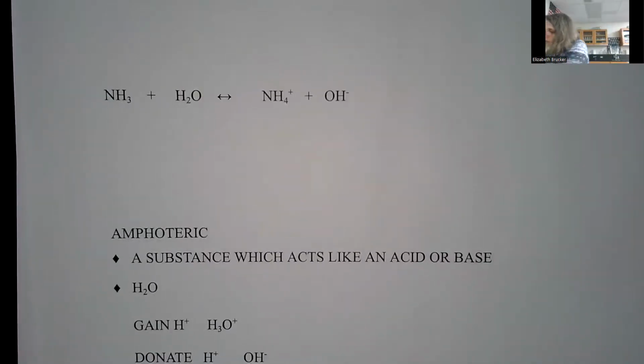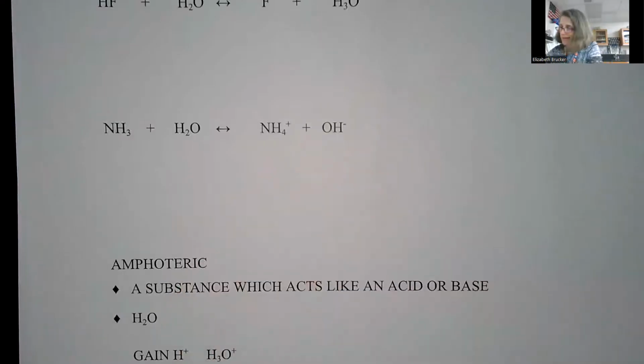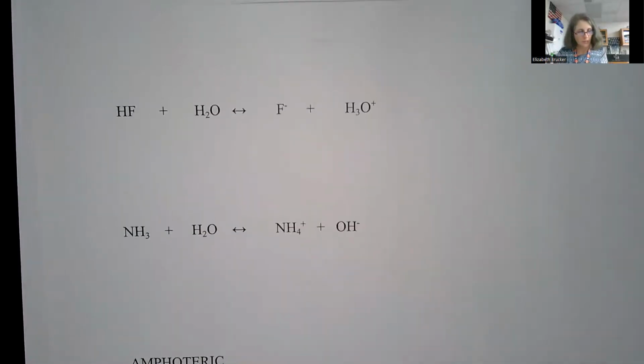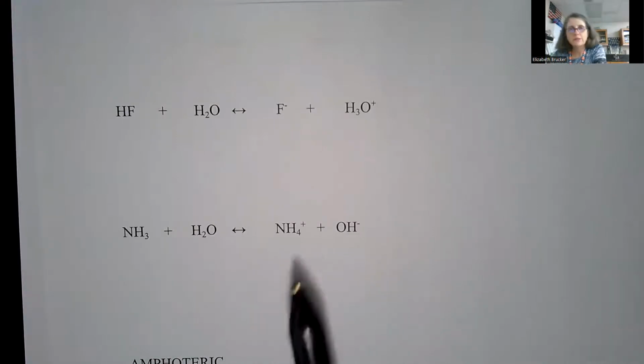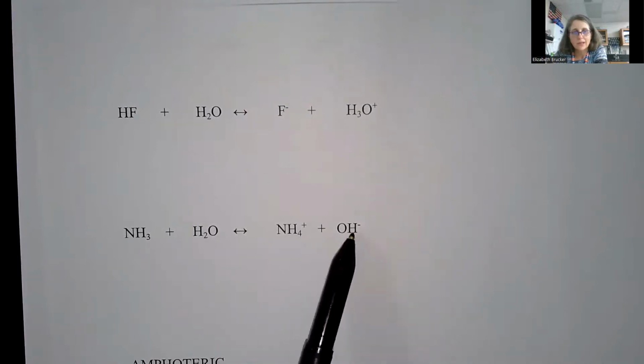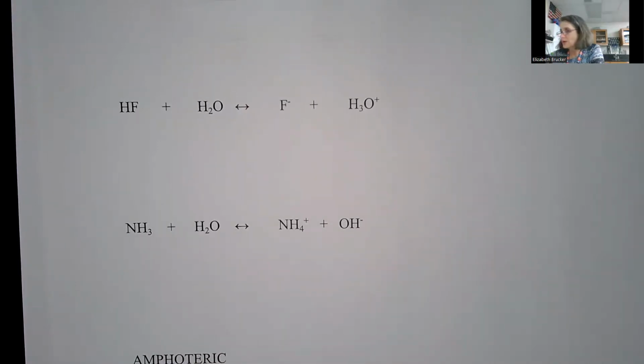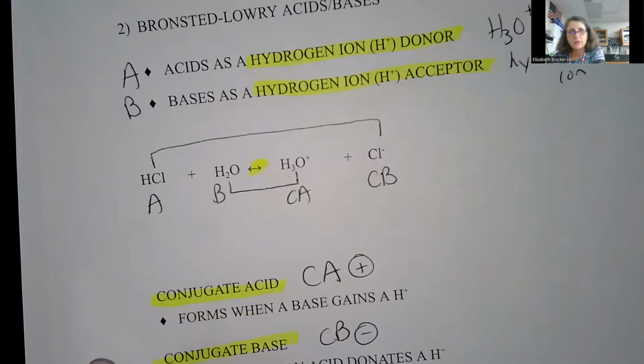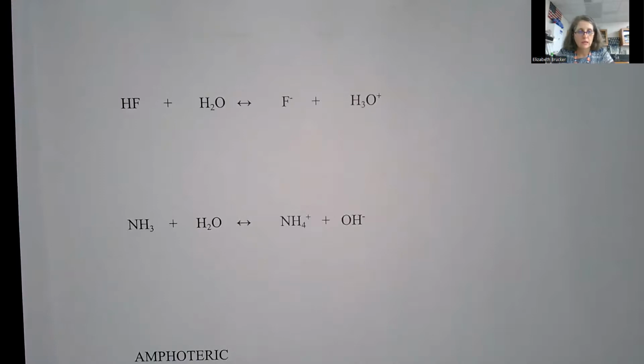So with this as our example, go to your example on the bottom there, where it says HF plus water becomes F minus and H3O plus. And then when you flip to the next page, there's this other one: NH3 plus water goes to NH4 plus and OH minus. So what you're doing is labeling on the left the acid and the base, and on the right, you're labeling the conjugate acid and conjugate base. So again, you can pause this video and see the answers in a moment.